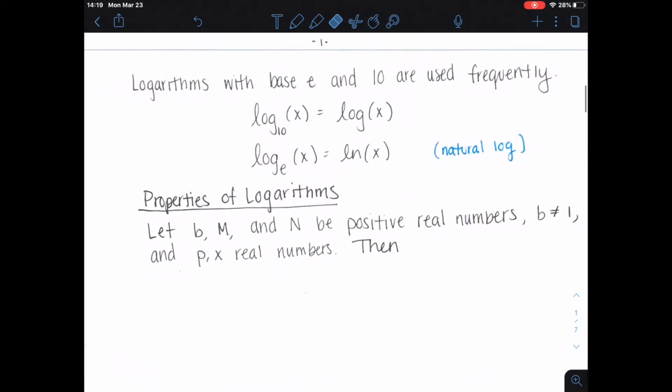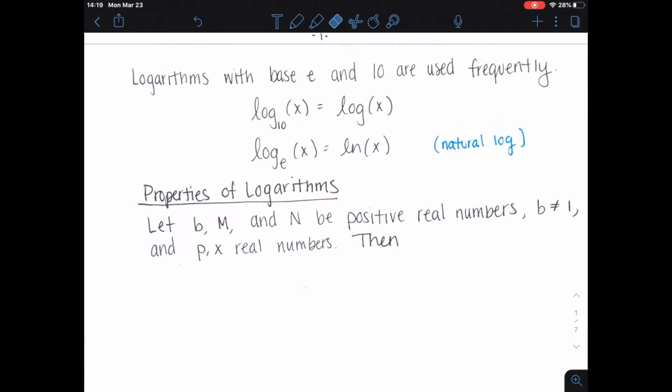The nice thing is, we have a ton of properties with exponents. We have similar types of properties that stem to the logarithms as a result. We've got all these criteria: M, N, and B are positive real numbers. B is going to be our base, so again, we don't want it to equal 1. But then P and X can be whatever we want. We're going to have 7 different properties for logarithms that can help us rewrite things, differentiate, and make it a lot cleaner.